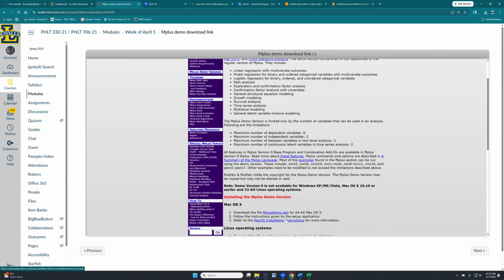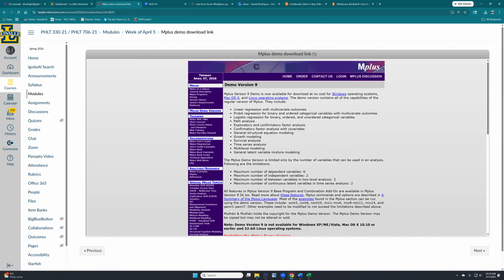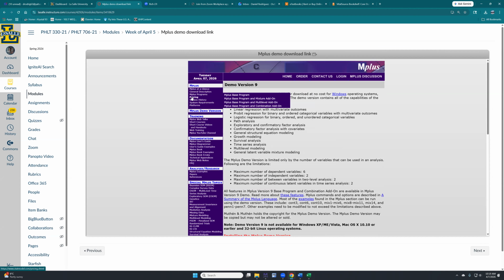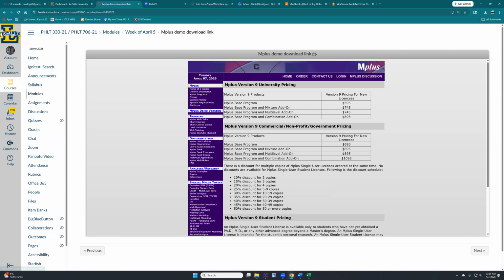If you were not in this course and not using the demo, it's not cheap, but it's not the most expensive program there is. I'm not really sure even how much it costs. Here's a general description of the pricing. There it is.